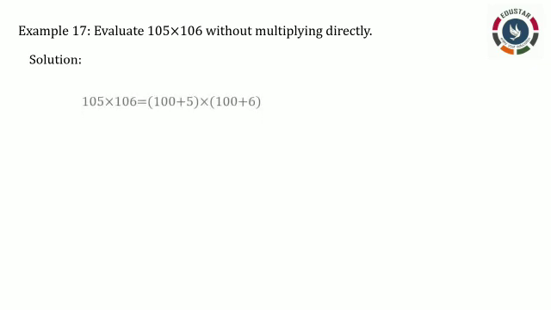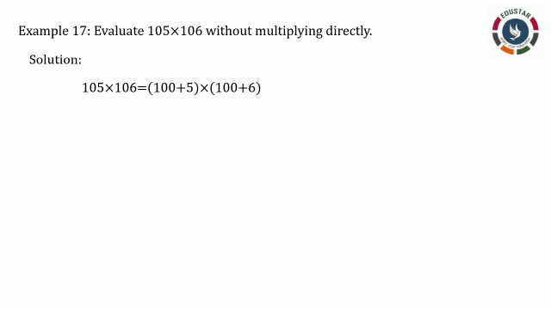See this 105. This can be written as 100 plus 5. Similarly, this 106 can be written as 100 plus 6. So, basically, this 105 into 106 can be written as (100 plus 5) into (100 plus 6). Now, you might be thinking, why did we separate the numbers like this? See, we are going to use an identity here.